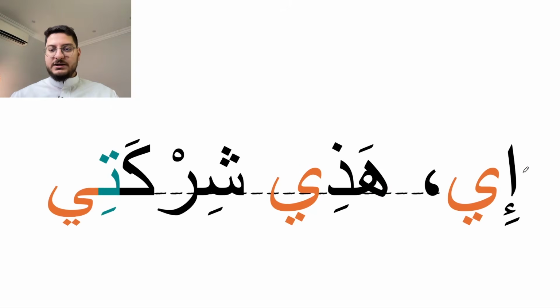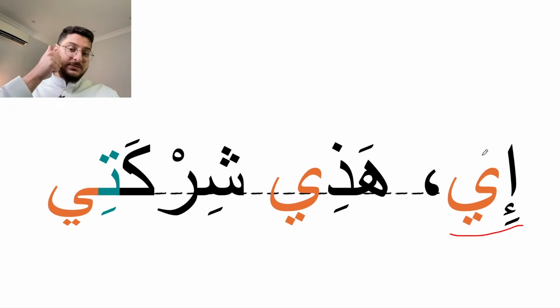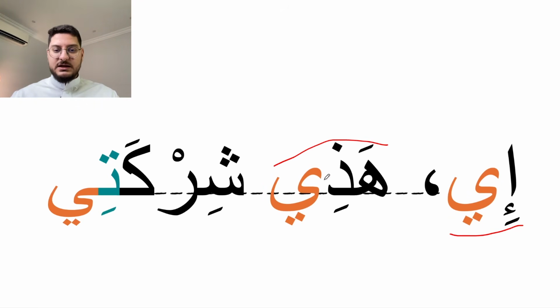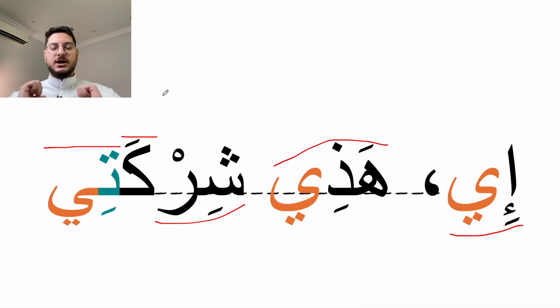Let's look at the answer. E, notice Hamza with a kasra is just E, and then the ya makes it twice as long. E, and E means yes. هذه, this, and then شركتي, my company. هذه شركتي. Yes, this is my company.